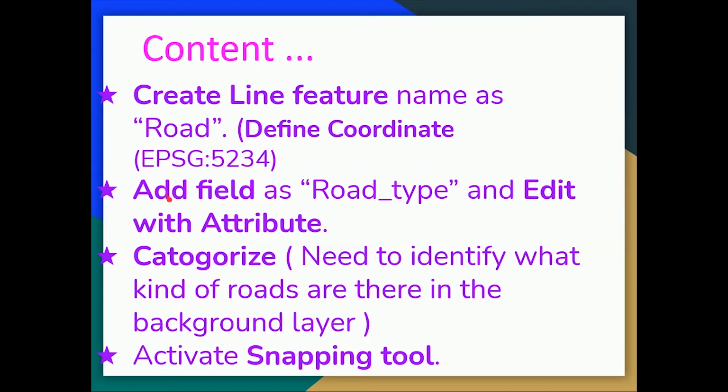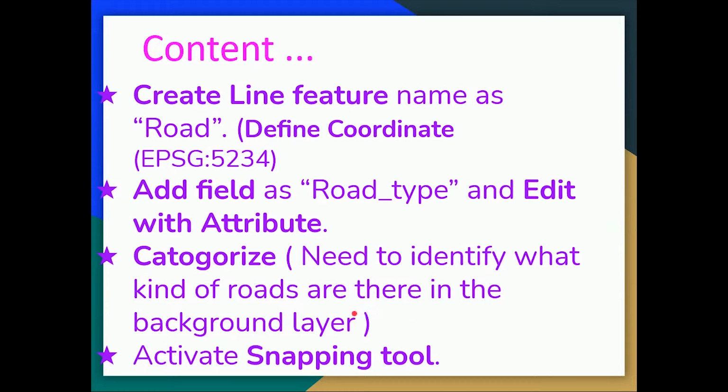collecting attribute data. Here, I will try to collect the attribute as road type. For that, I need to identify those road categories. Here, I will use only 3 categories. I will explain using my map. The next slide.